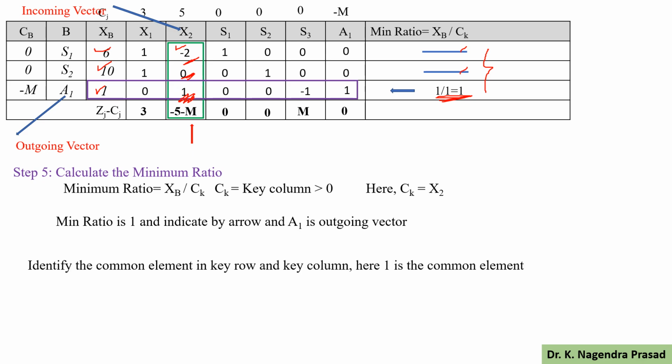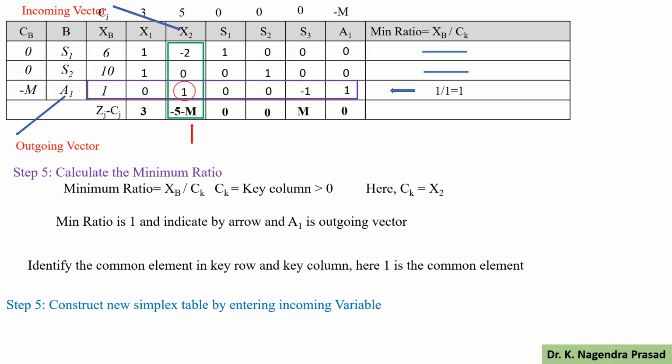Next we have to identify the common element in the key row as well as the key column. Here the key row is the A1 variable row and the key column is the x2 variable column. Among these two, the common element is 1. So 1 is what we call the key element.